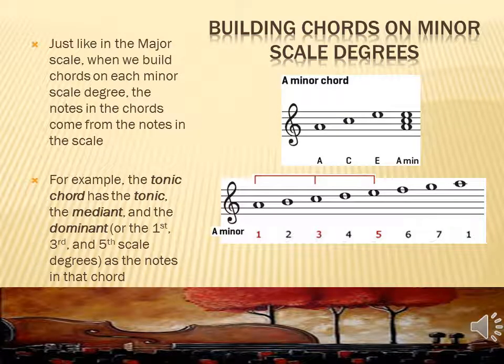Just like in the major scale, when we build chords on each minor scale degree, the notes in the chords come from the notes in the scale. For example, the tonic chord has the tonic, the mediant, and the dominant, or the first, third, and fifth scale degrees as the notes in that chord. So in A natural minor, we will have A, C, E as the A minor chord.